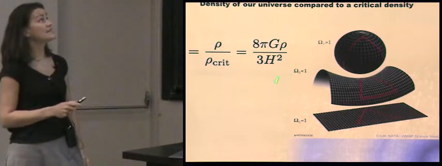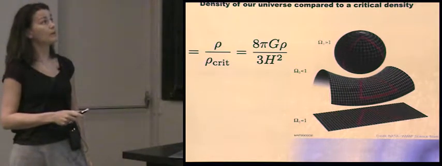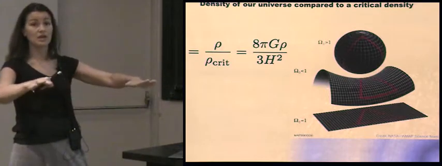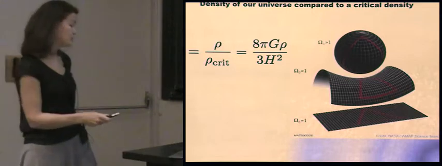And then if this omega is less than 1, then the shape of our universe, we call it an open shape. And this is comparable to a saddle shape, where lines that are initially parallel actually diverge.